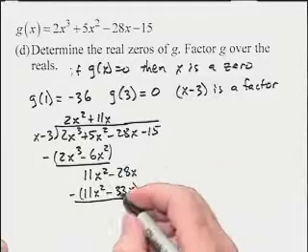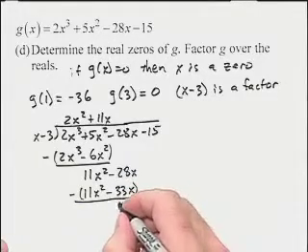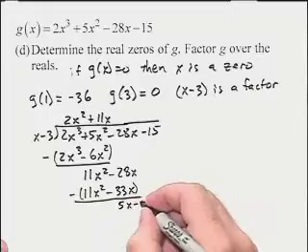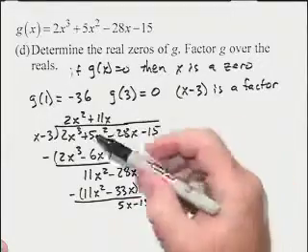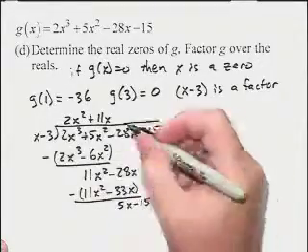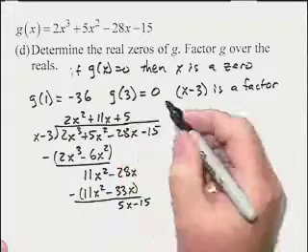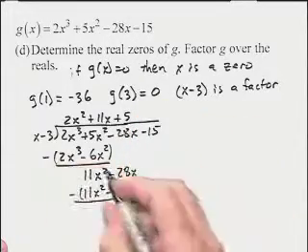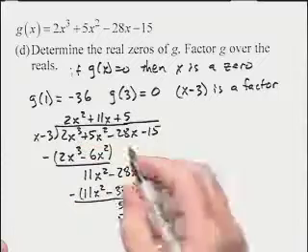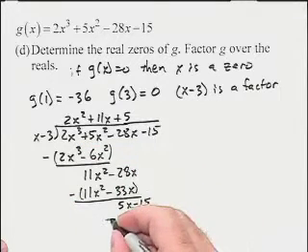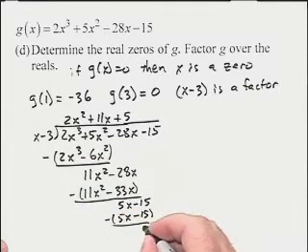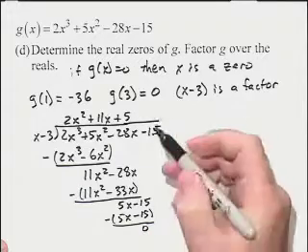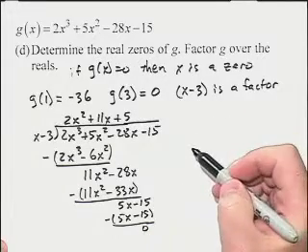We do our subtraction, we'll end up with 5x. Drop down our negative 15. To get 5x, we need to multiply x by 5, so we'll have plus 5. 5 times x is 5x. 5 times negative 3 is negative 15. We subtract that, and we get a remainder of 0, which we should if x minus 3 is a factor.